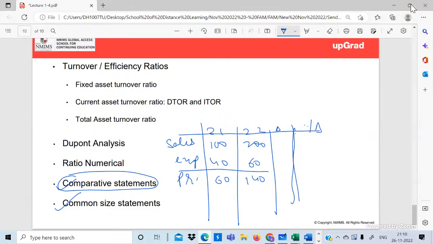So if I'm calculating absolute change, I'll say, okay, 100 has become 200. So what's the absolute change? It has gone up by 100. Similarly, 40 became 60. So what's the absolute change? It went up by 20. And if I'm looking at profitability, 60 went up to 140. So what's the absolute change? Absolute change is 80. So that's my comparative statement.